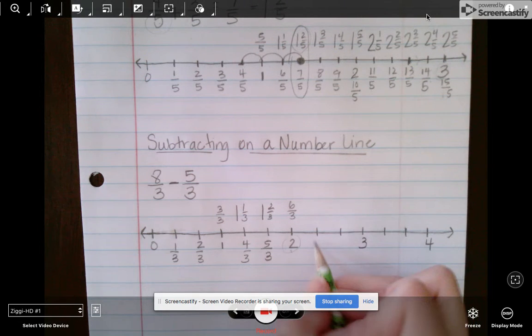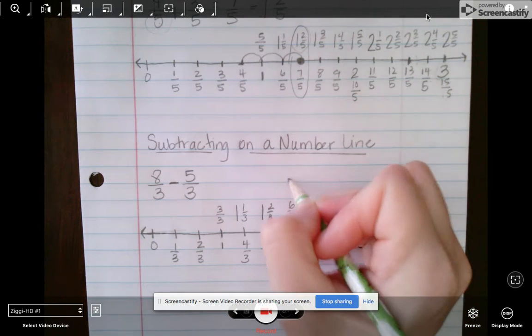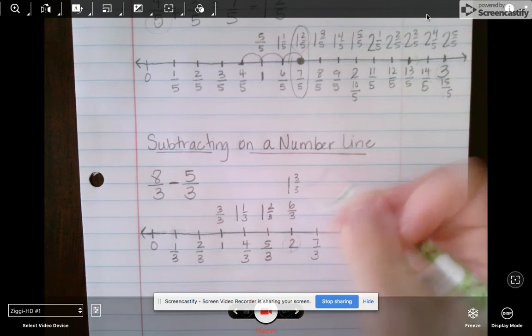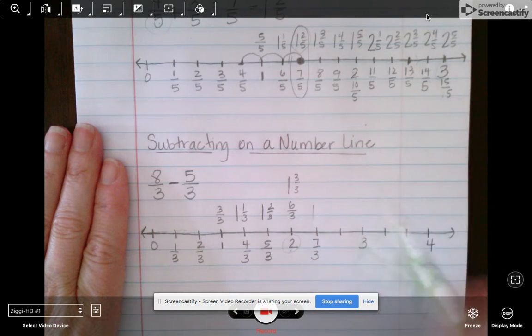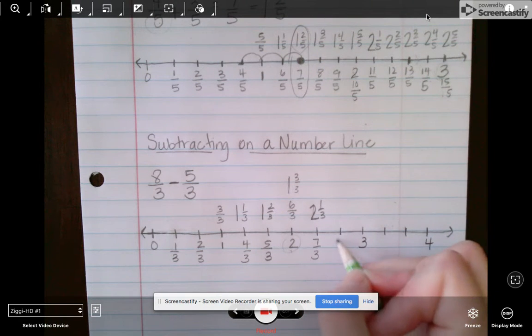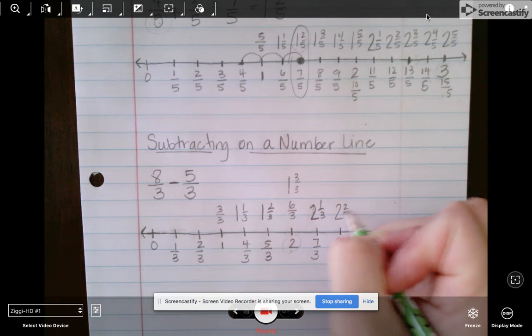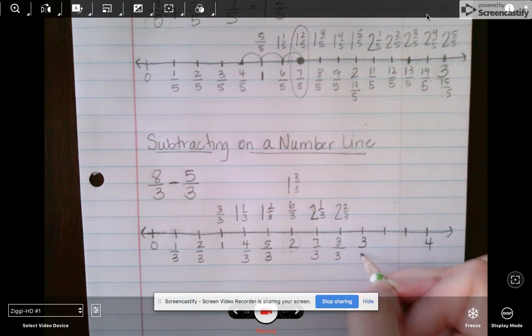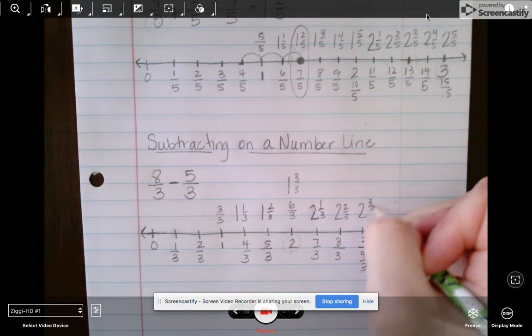And then we would have 7/3, which now our whole number is 2. This is also 1 3/3 here. So now we need a 2, so we would have 2 1/3. Here we would have 8/3, and that's what we need, 2 2/3. And here we would have 3, which would be 9/3 because 9 divided by 3 is 3, 2 3/3.